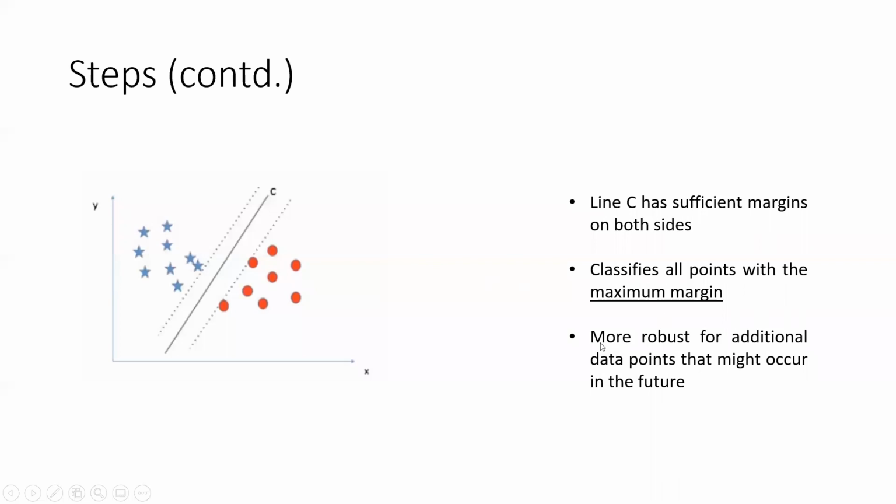This is also more robust for additional data points that may occur in the future. This space that you have here, this margin, is why we call it a margin. You can think of it as a margin of error. This is the data we have today, and tomorrow you might get additional data points which could lie over here or here, and you will still be classifying them correctly. That is the advantage line C gives you, and therefore it is more robust to be applied on future data sets, and that is why you choose line C as the optimal hyperplane. So this is the core of how support vector machine works.